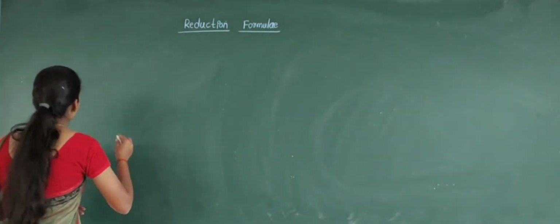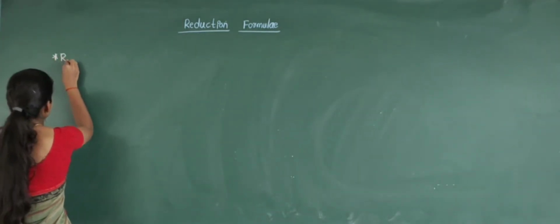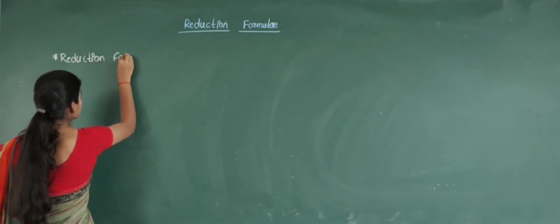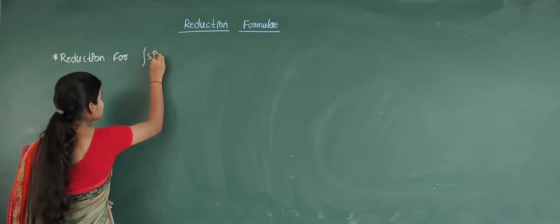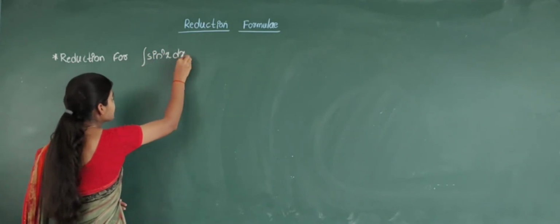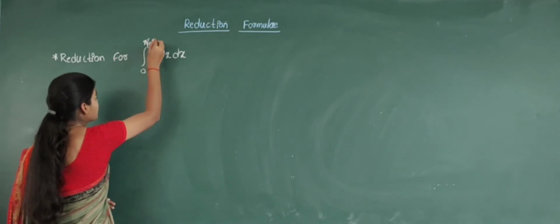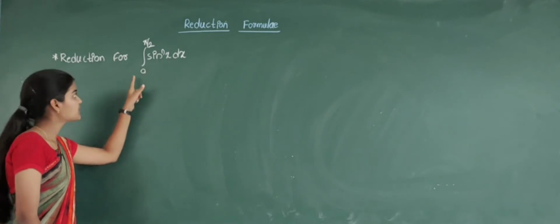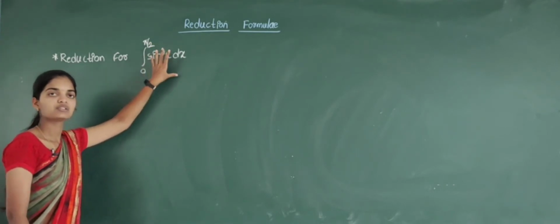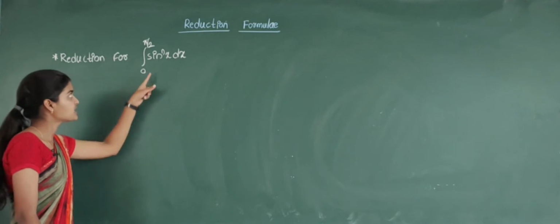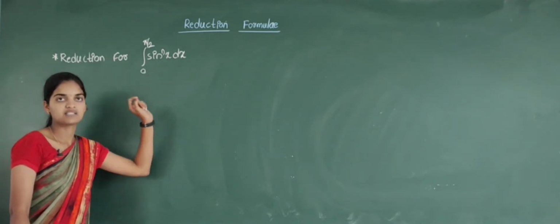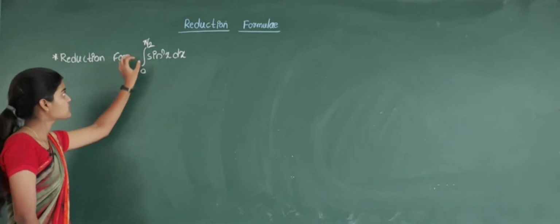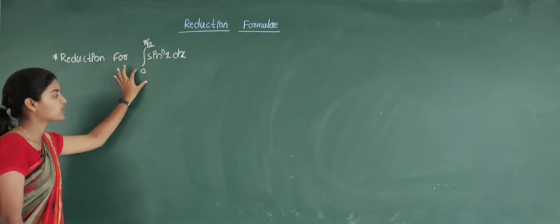So I will write here the reduction formula for integration of sin raised to n x into dx. Integration is given from 0 to pi by 2. As before, we have the same integral, but here limits are given. Here also we will follow the same procedure, that is, integration by parts, and we will get the answer. Only you have to substitute the upper limit as pi by 2 and the lower limit as 0.